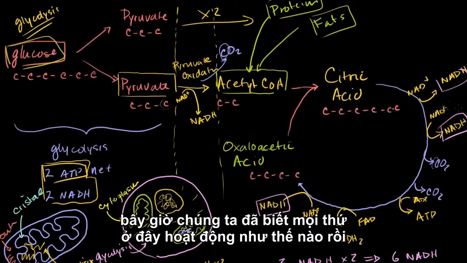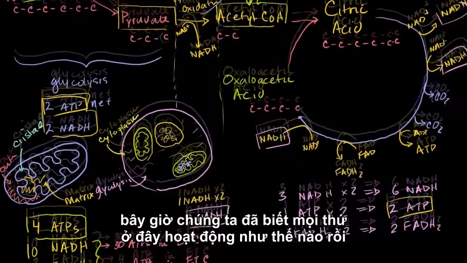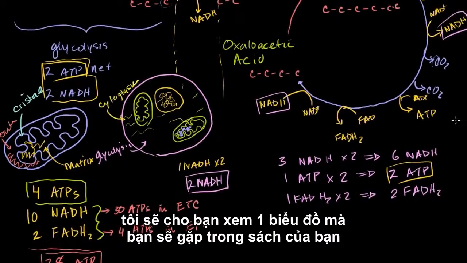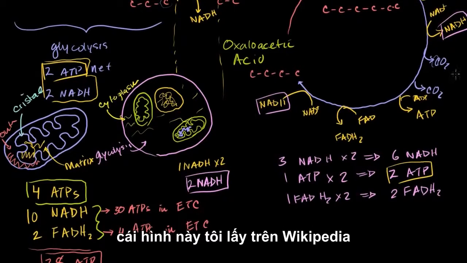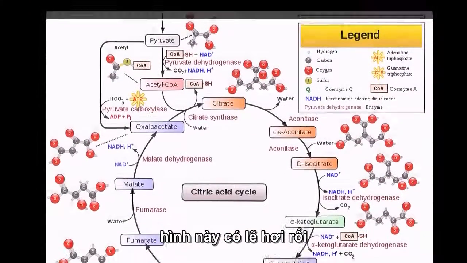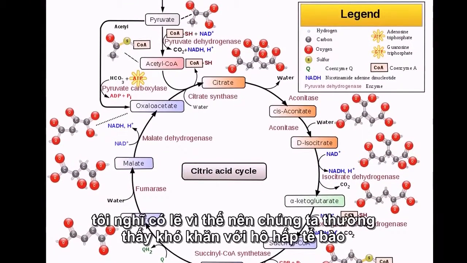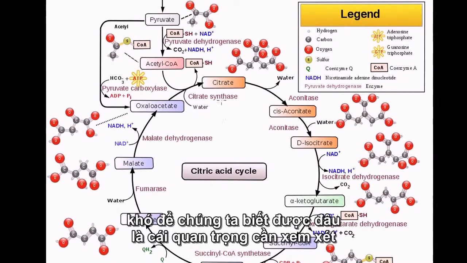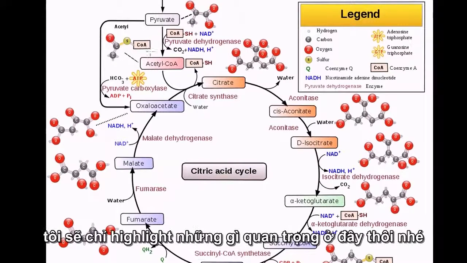Now, I think we have a good sense of how everything works out. Now I'm going to show you a diagram that you might see in your biology textbook, actually the diagram from Wikipedia. This looks very daunting and very confusing, and I think that's why many of us have trouble with cellular respiration initially, because there's just so much information. It's hard to process what's important. But I want to just highlight the important steps here, just so you see it's the same thing that we talked about.